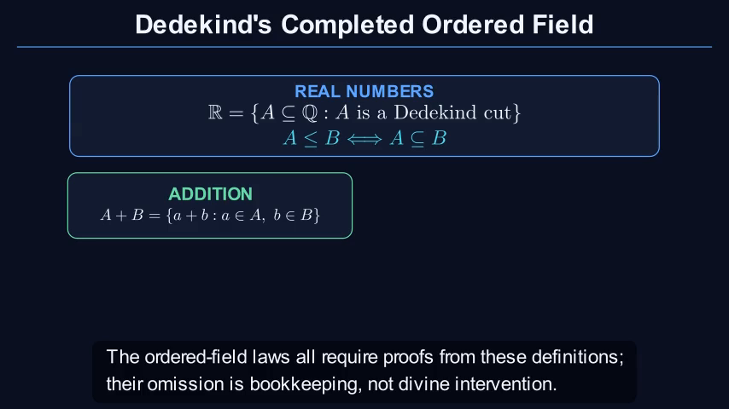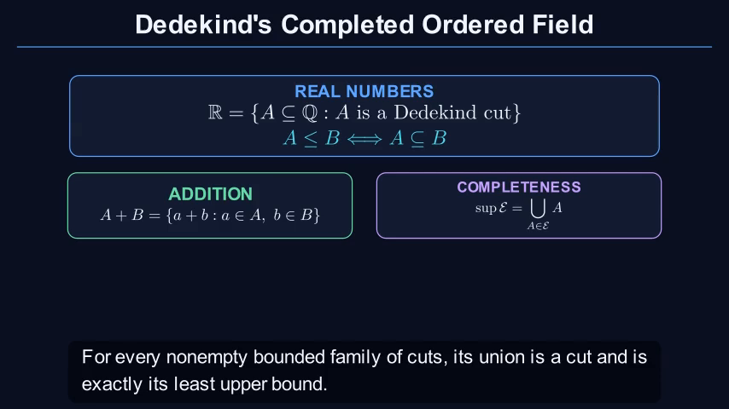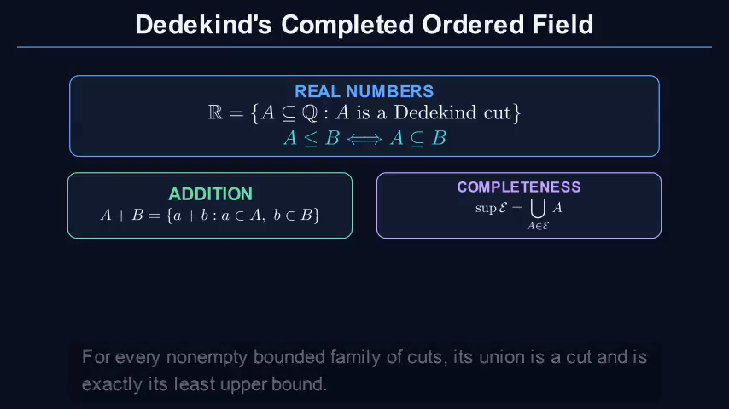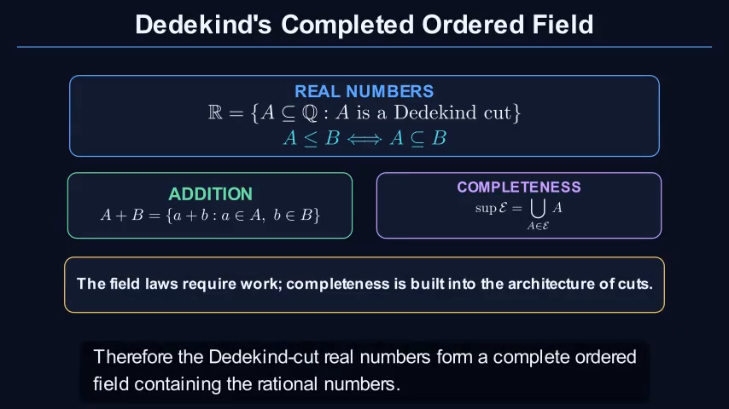The ordered field laws all require proofs from these definitions. Their omission is bookkeeping, not divine intervention. For every non-empty bounded family of cuts, its union is a cut and is exactly its least upper bound. Therefore the Dedekind cut real numbers form a complete ordered field containing the rational numbers.